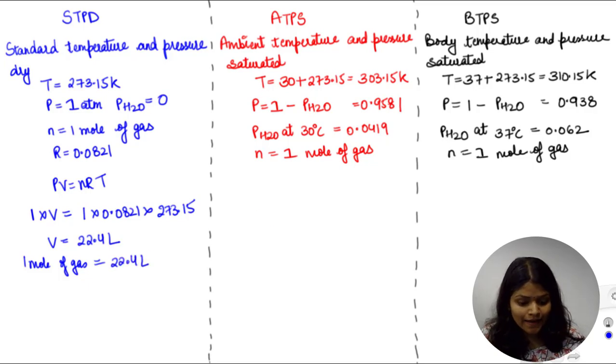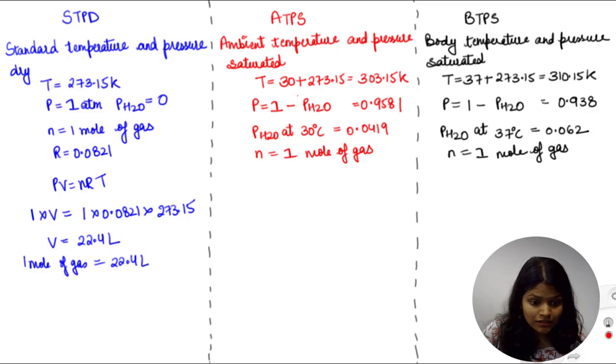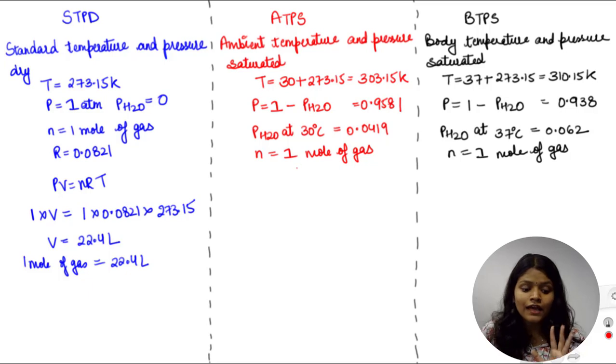Now we will see ATPS, where you are changing the temperature to the ambient temperature, which is 303.15 Kelvin, and you are changing the pressure to the ambient pressure, which is 0.9581 atmosphere, after subtracting the partial pressure of water at 30 degrees Celsius. You get this dry air pressure, and you are going to use it in the formula PV equals nRT, keeping the moles of the gas constant, that is 1 mole of gas. So what will be the volume of 1 mole of gas at ATPS?